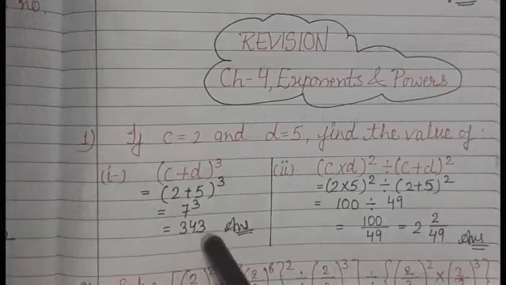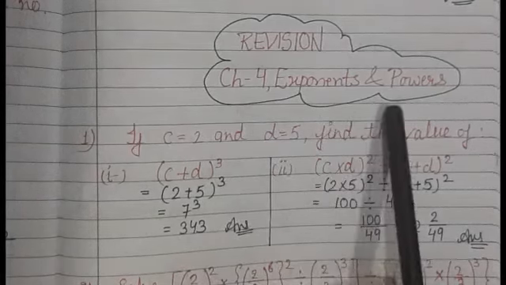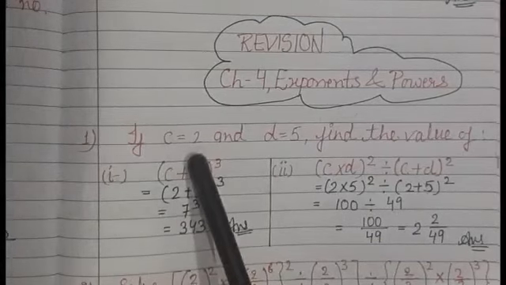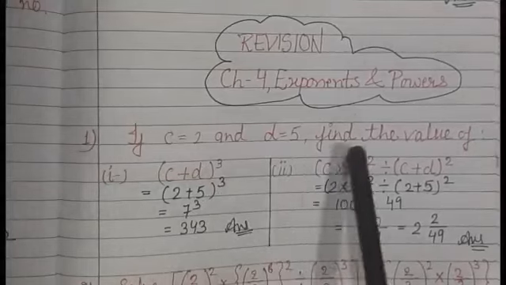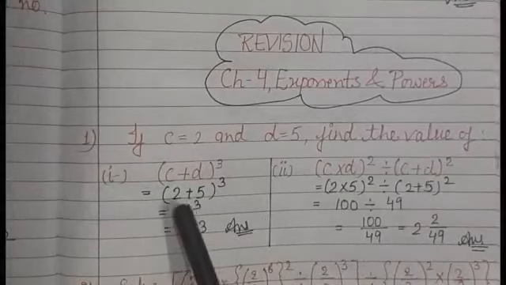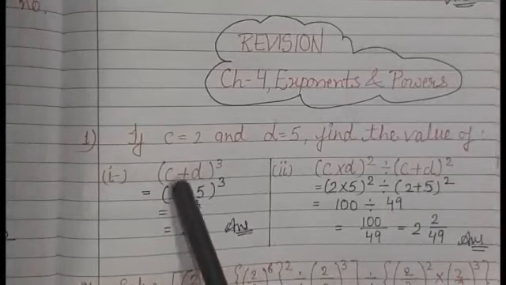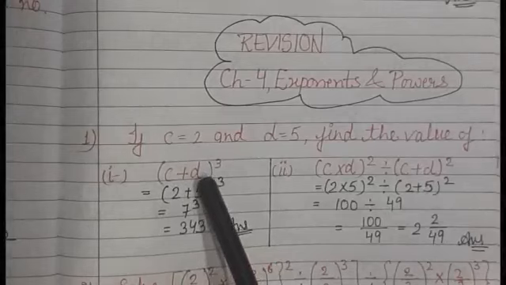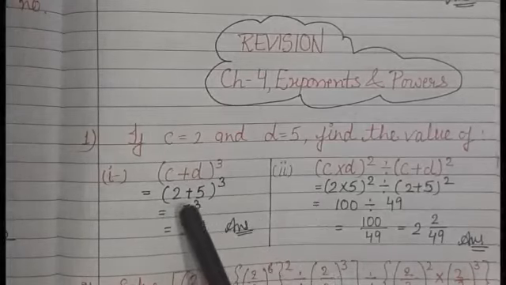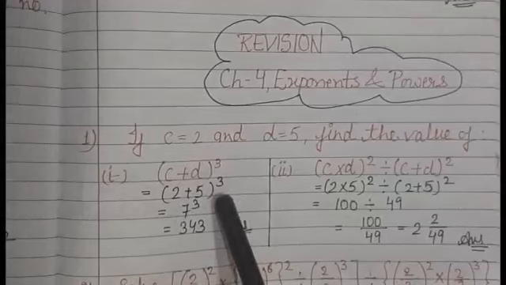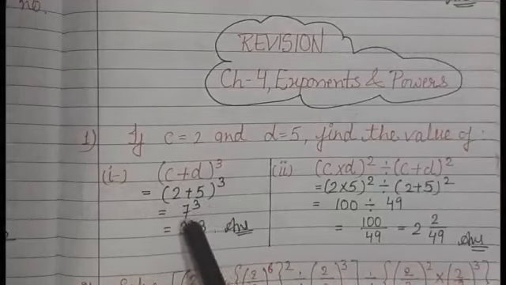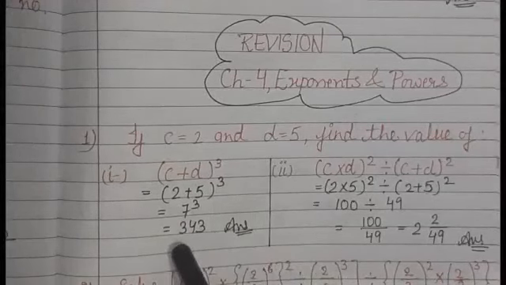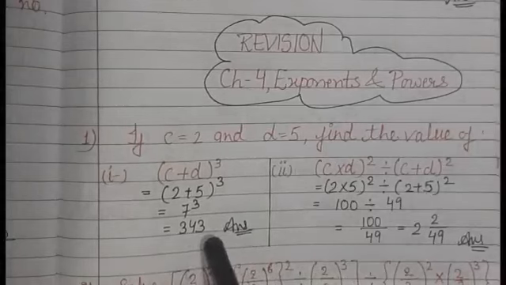Now we will do some extra numericals from chapter 4, exponents and powers. So the first numerical which I have taken is, if c is equal to 2 and d is equal to 5, find the value of the first part, (c plus d) whole cube. So c we put as 2 plus d we take as 5. So (2 plus 5) whole cube. 2 plus 5 is 7. 7 cube, we have to multiply 3 times. So 7 into 7 into 7 will be 343.